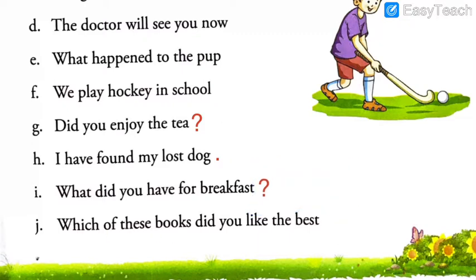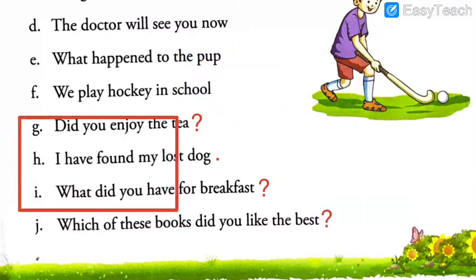And the last one, which of these books did you like the best? That means now when you visit the library, the librarian will ask you which of these books did you like the best? You will say that I liked Akbar and Birbal's book, I like this and that book, I like cartoon book, I like comics book. So you will start giving the answer for this, right? When we ask you which of these books did you like the most? So again this is a question, so you have to put a question mark at the end.